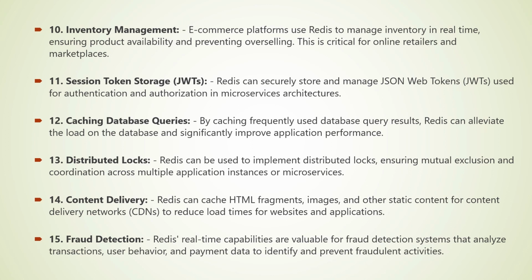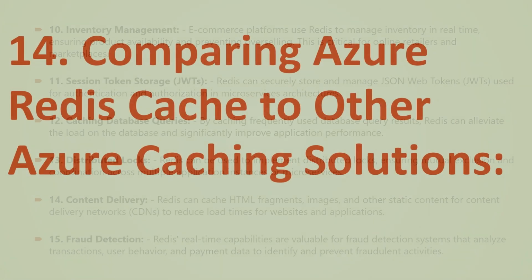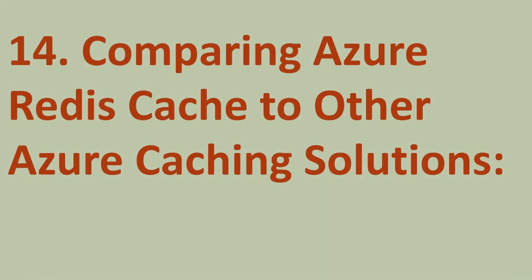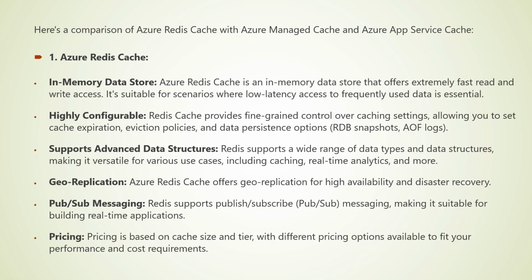15. Fraud detection. Redis' real-time capabilities are valuable for fraud detection systems that analyze transactions, user behavior, and payment data to identify and prevent fraudulent activities. 14. Comparing Azure Redis Cache to other Azure caching solutions. Here's a comparison of Azure Redis Cache with Azure Managed Cache and Azure App Service Cache.